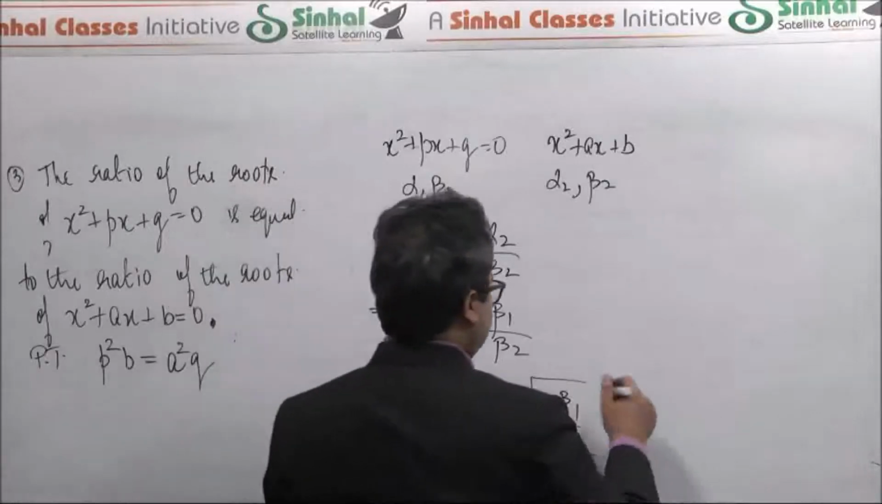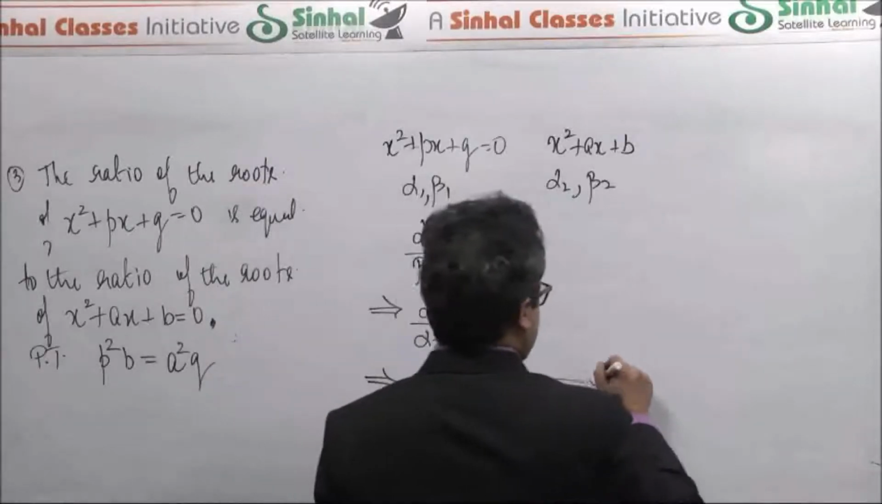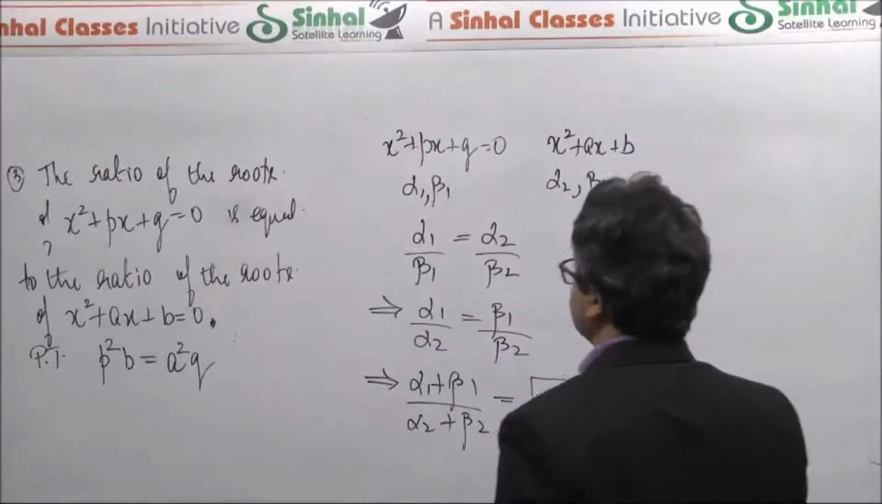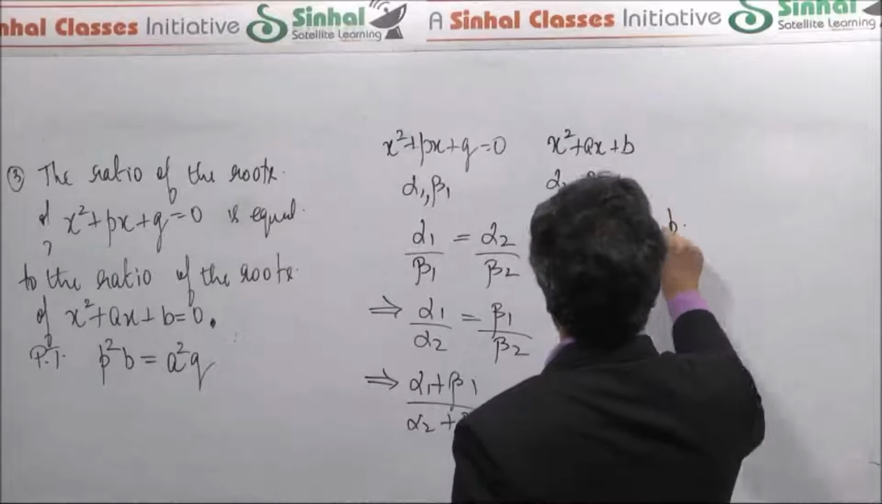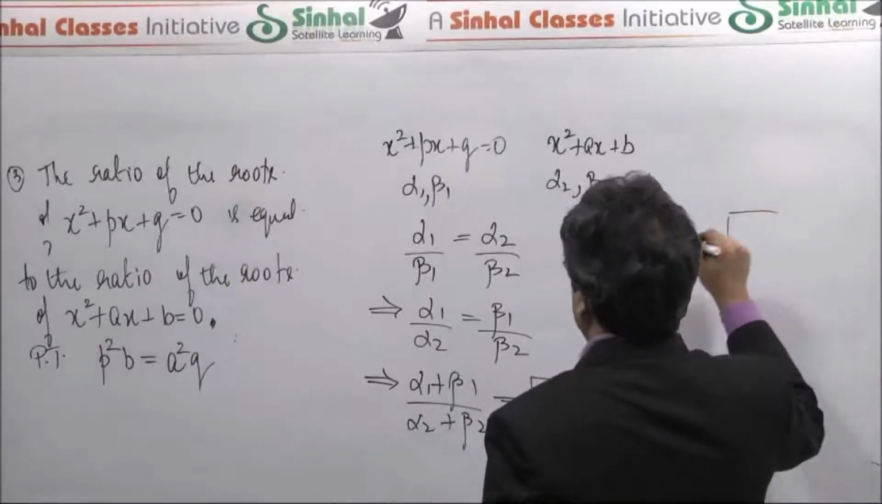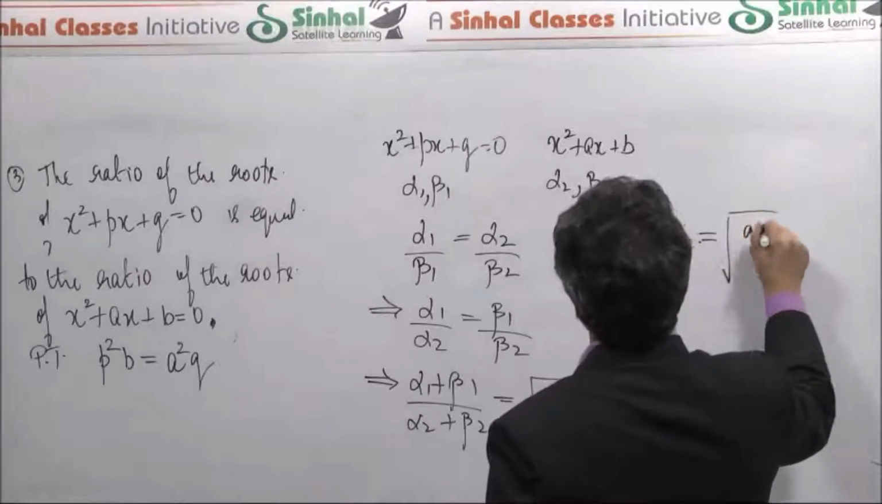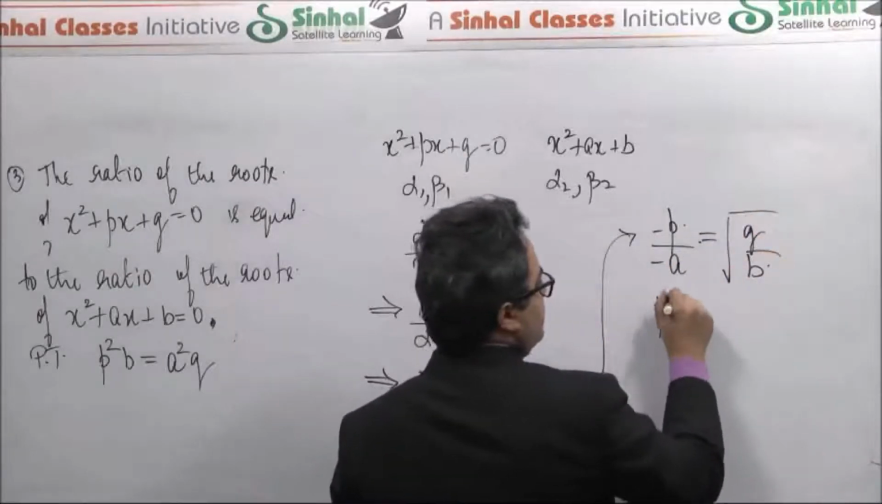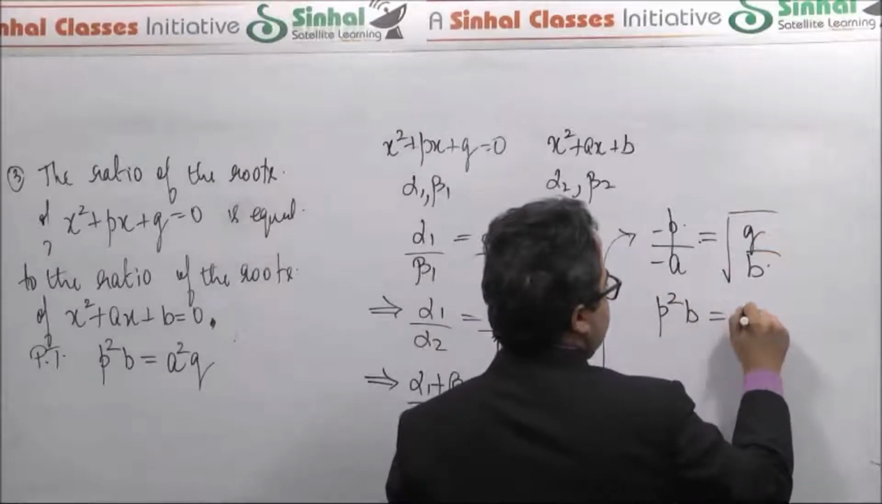And that's it. So again, alpha 1 plus beta 1 is minus P, alpha 2 plus beta 2 is minus A, alpha 1 into beta 1 is Q upon P. Square and cross multiply, so P square B must be the same as A square Q.